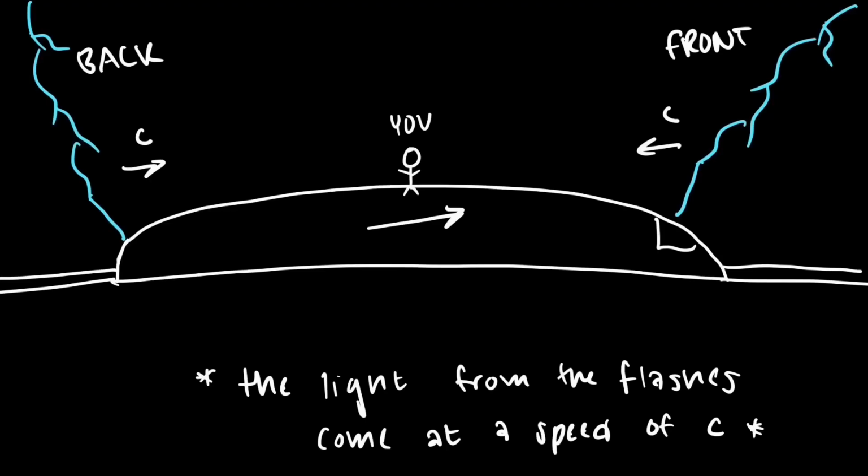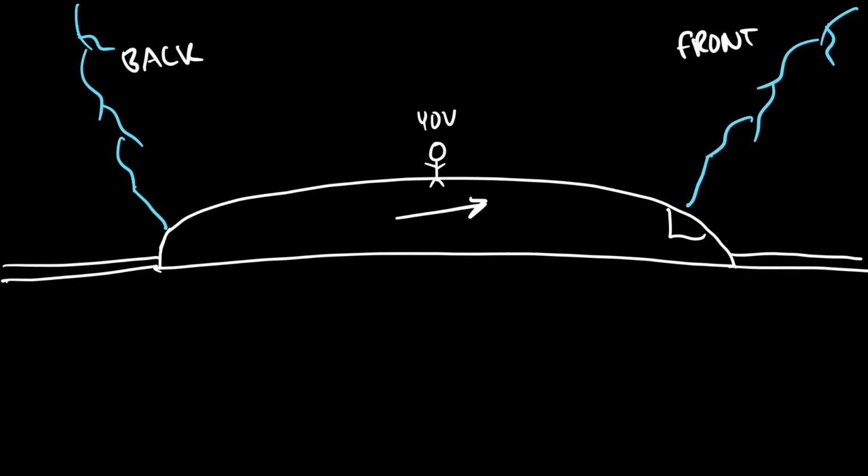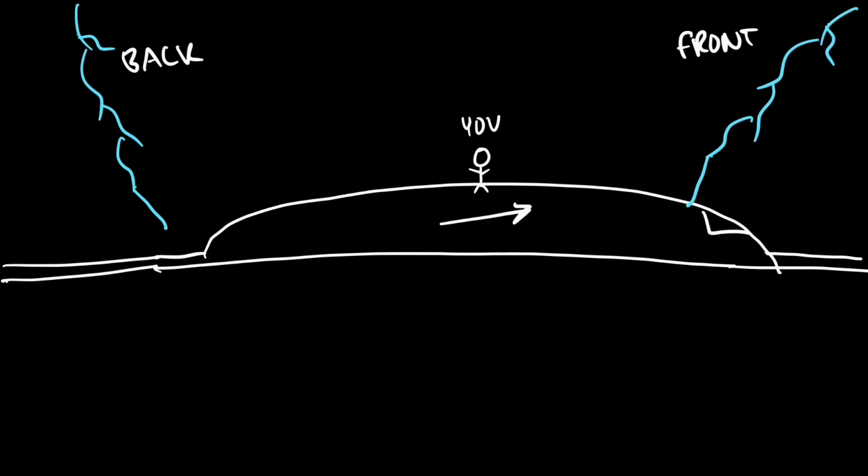Here's why. As we've established, the speed of light is constant no matter the motion of the observer. Thus, for you, both flashes are coming to you at a speed of c. But because you're moving on the train, you are going towards the front flash and away from the back flash. Thus, you see the front flash first and the back flash a little later.